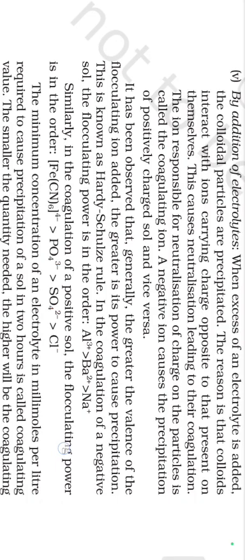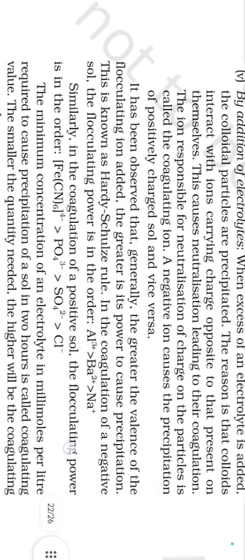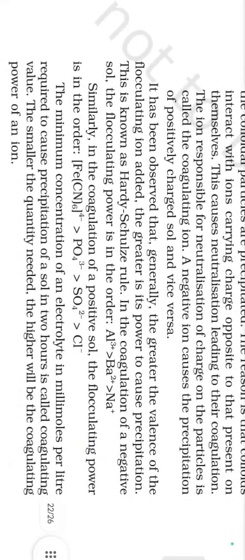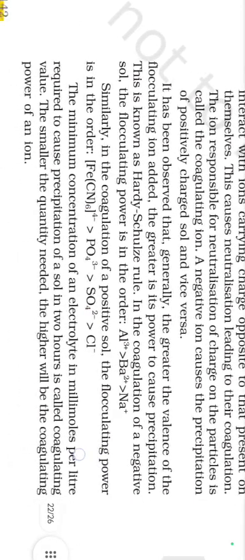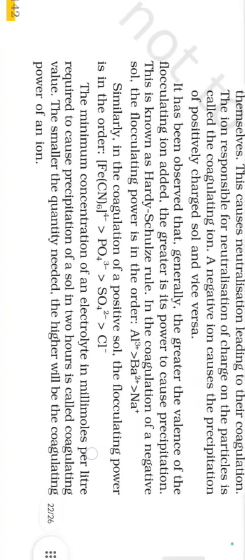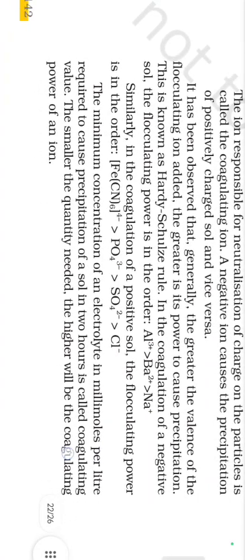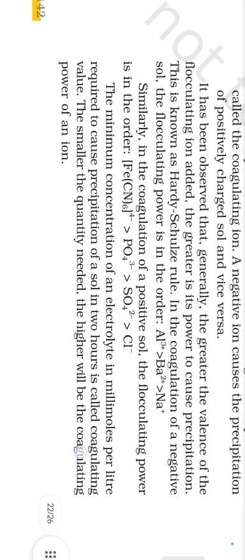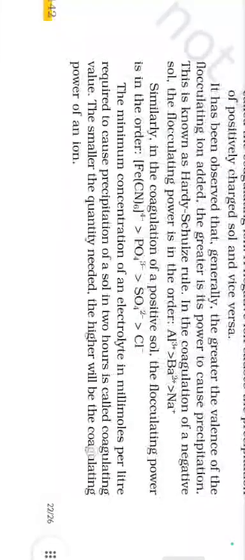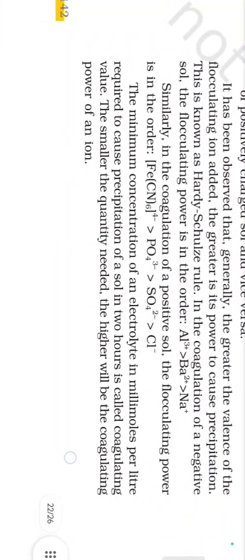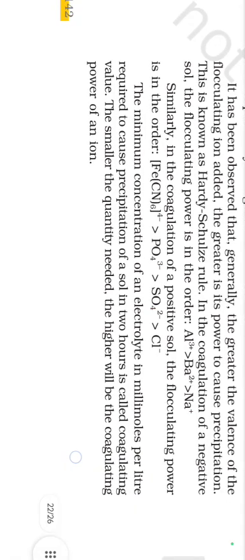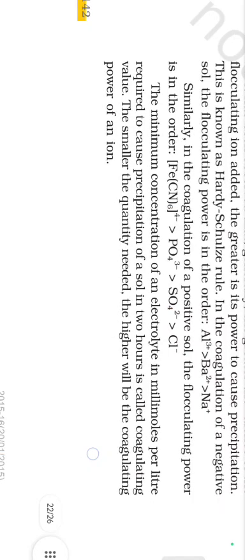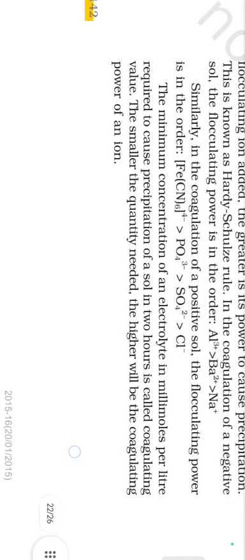When excess of an electrolyte is added, the colloidal particles are precipitated. The reason is that colloids interact with ions carrying charge opposite to that present on themselves. This causes neutralization leading to their coagulation. The ion responsible for neutralization of charge on the particles is called the coagulation ion. A negative ion causes the precipitation of positively charged sol and vice versa. It has been observed that generally the greater the valency of the flocculating ion added, the greater is its power to cause precipitation. This is known as Hardy-Schulze rule.